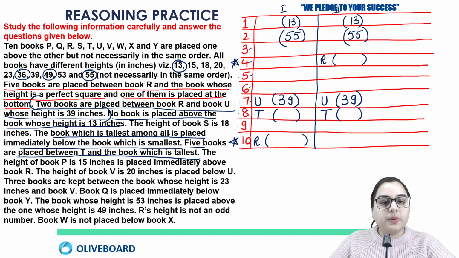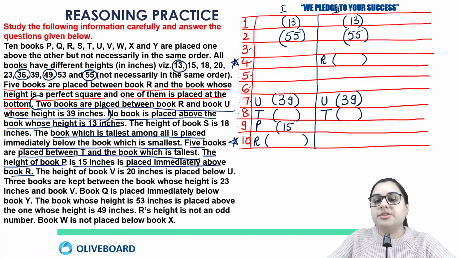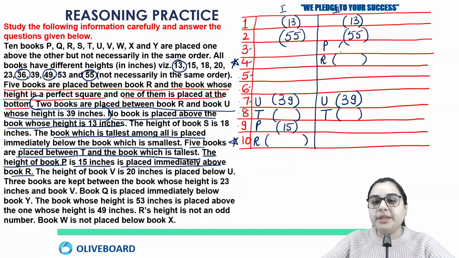Okay, right. So now let's see if any other information can be used. That the height of book P is 15 inches and is placed immediately above book R. Okay, so we already know the position of book R, and above book R we have to write P, which is 15 inches. This is happening in the first possibility, and in the second possibility above R, that is on third position, I should be writing P which is 15 inches.